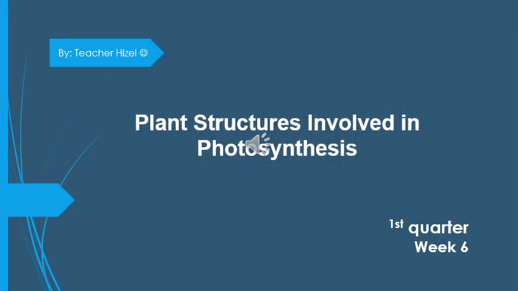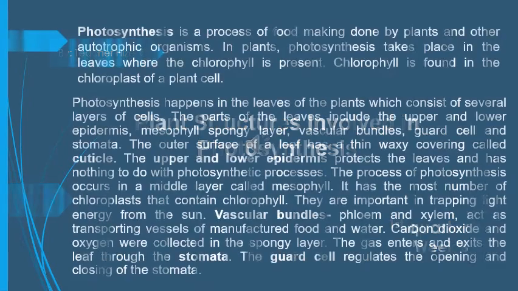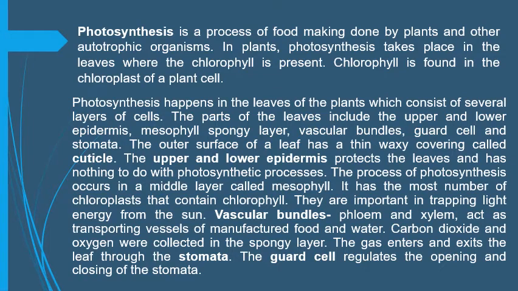Good morning, everyone. We are going to tackle our lesson for first quarter, week 6: plant structures involved in photosynthesis. Photosynthesis is a process of food making done by plants and other autotrophic organisms. In plants, photosynthesis takes place in the leaves where the chlorophyll is present. Chlorophyll is found in the chloroplast of a plant cell.